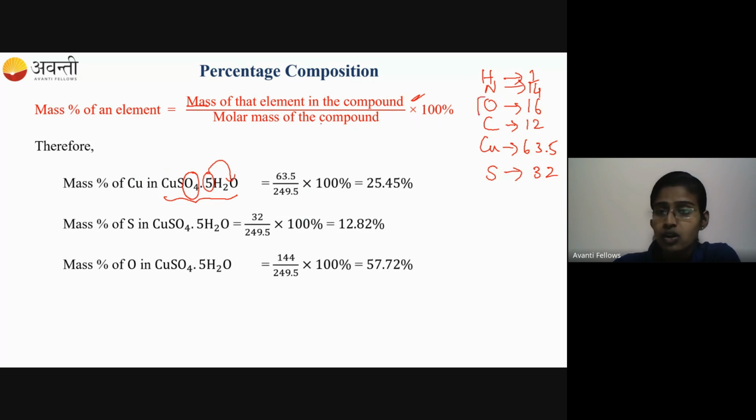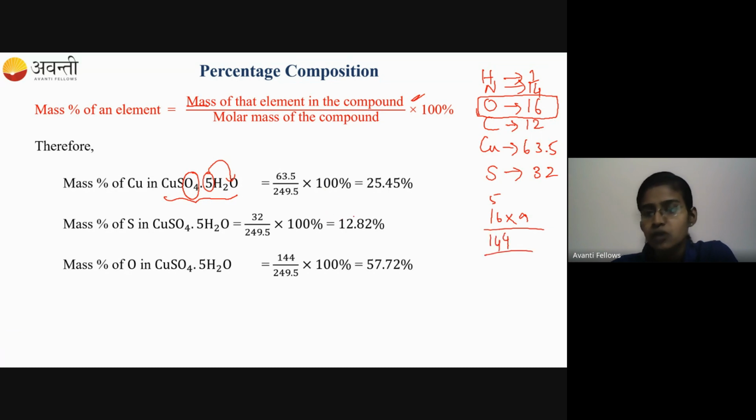So for 1 oxygen, the atomic mass is 16. For 9 oxygen, what is the answer? It is 144, right? So 144 divided by the molar mass into 100. If you're having 2 oxygen atoms, then you have to do 16 into 2. If you're having 3 oxygen in your compound, accordingly you have to do it and get the answer. So the percentage of oxygen present in this whole substance is 57.72.